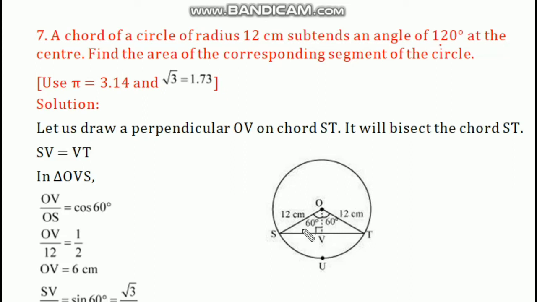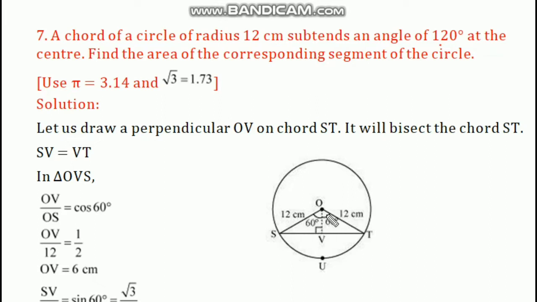So the angle SOT is subtended by the chord ST. Here we need to find out the segment SUT. So that means first we need to find out the area of sector SOTU. Thereafter we need to find out the area of this triangle. Then subtract the area of the triangle from the area of sector SOTU. Okay, so first we need to find out the area of this triangle.